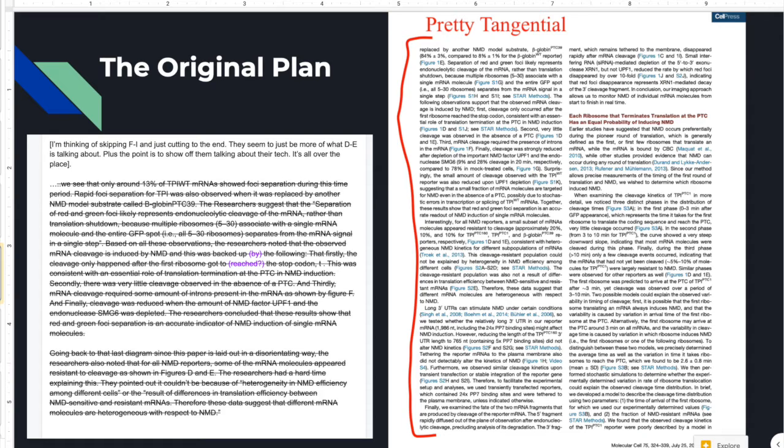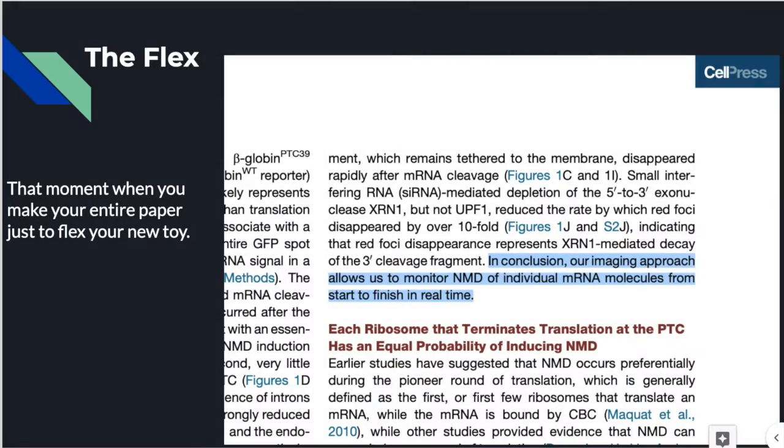So what is the researchers' conclusion from doing all this? What was the point? Apparently, it was to show off that the researchers could monitor NMD of individual mRNA molecules from start to finish in real time. No, seriously, this whole section, the one that kept leading me around in circles, was a big flex. I ain't even mad, that's pretty cool.